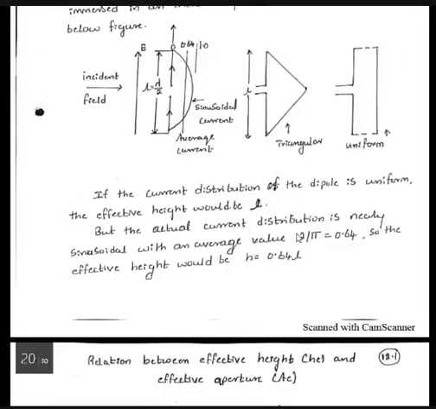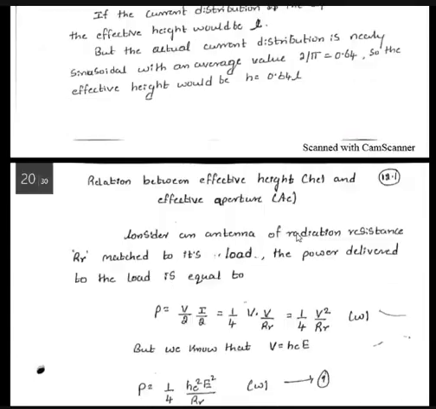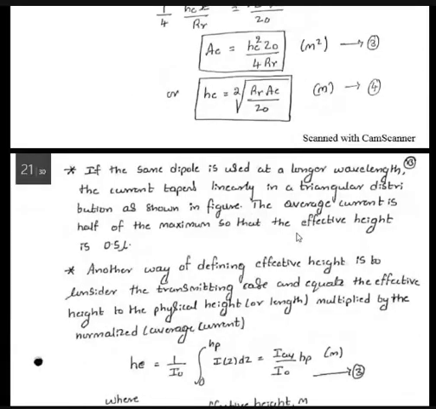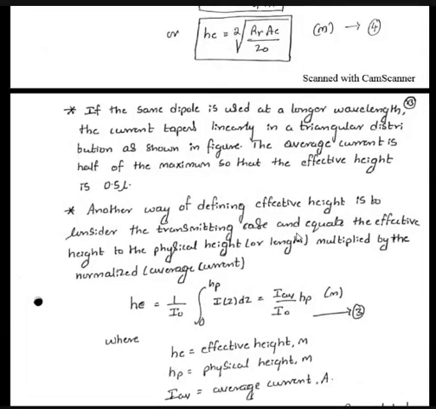With that, we can go ahead with another way of defining the effective height. Effective height is equal to the normalized current multiplied by the physical height, as you can see in equation number 3. HP represents the physical height and HE represents the effective height. IAB is nothing but the average current.